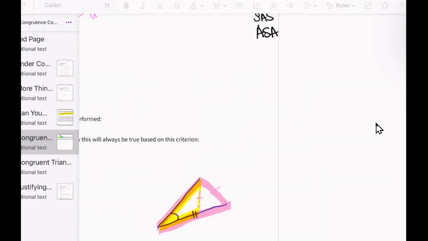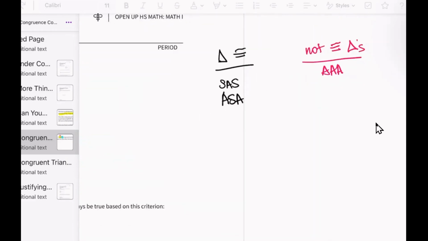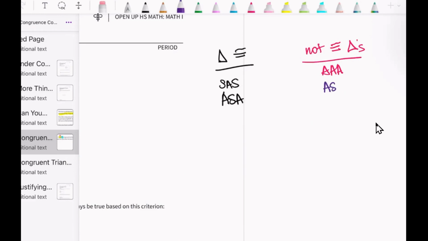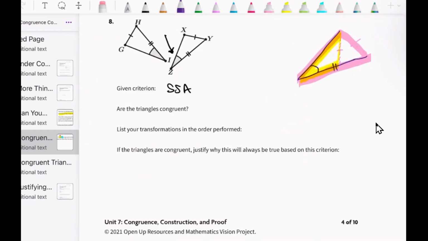So again, here's my not congruent list, and I'm going to write the bad word here. The bad word here is this. And so these two are not good. These do not prove triangles being congruent. Okay. All right.